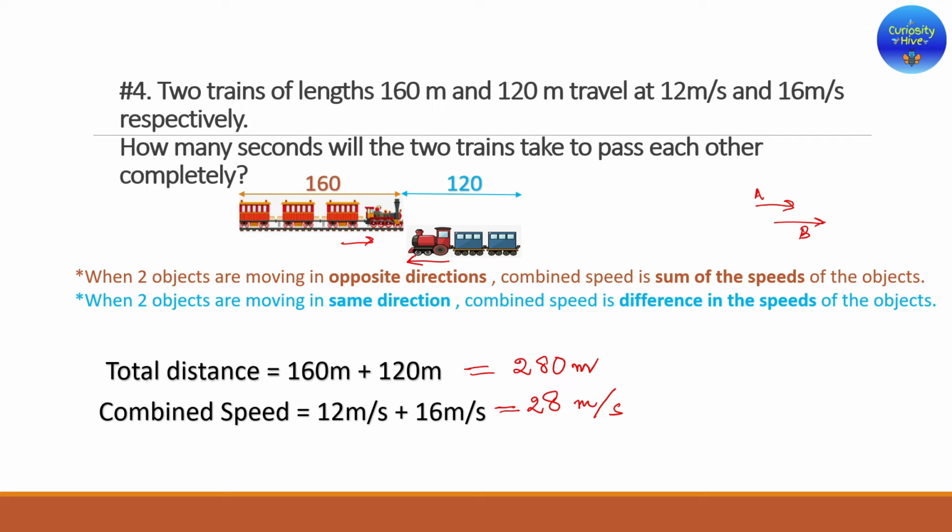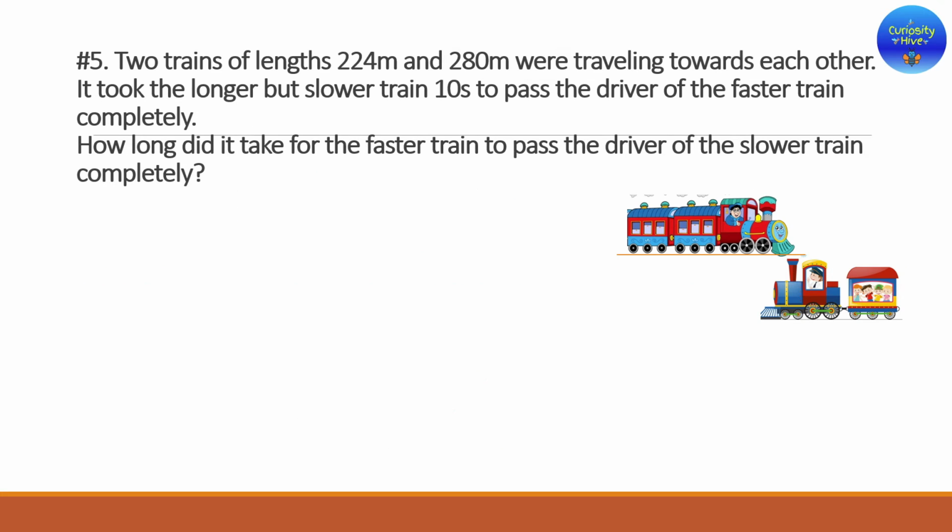And now, if we want to find what is the time taken for the two trains to completely pass each other, means this reaches here, the last compartment, well, that will be equal to 280 meters upon 28 meters per second, the distance upon speed, which is equal to 10 seconds. So our right answer is 10 seconds. Let's go to our next question and let's see what this has.